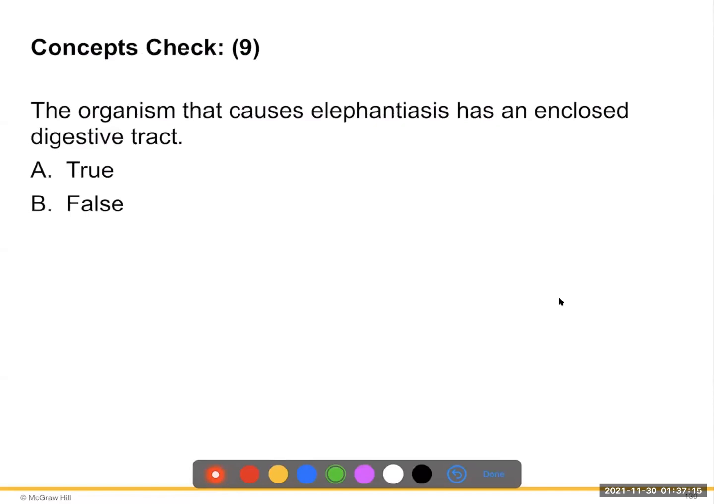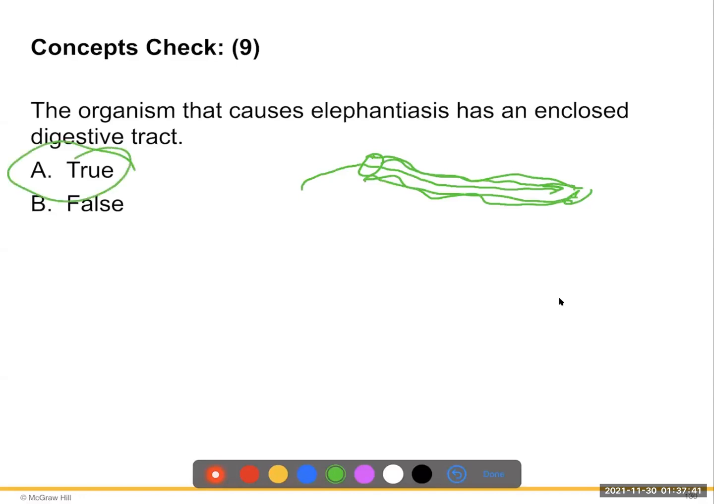The organism that causes elephantiasis has an enclosed digestive tract. So what causes elephantiasis? That's a roundworm. Remember, the roundworms are completely encased all the way down to the opening, and they have a digestive tract that runs completely through. So that would be true.